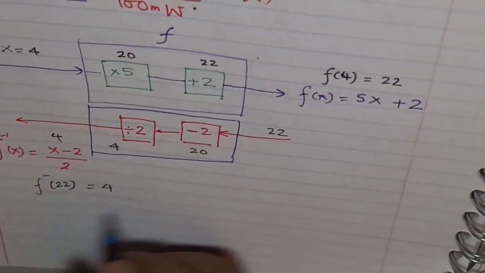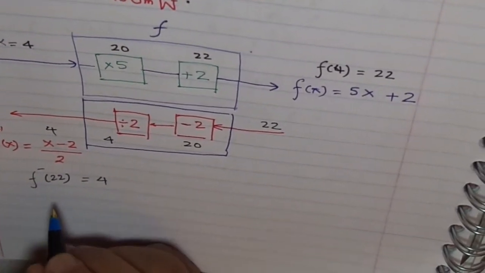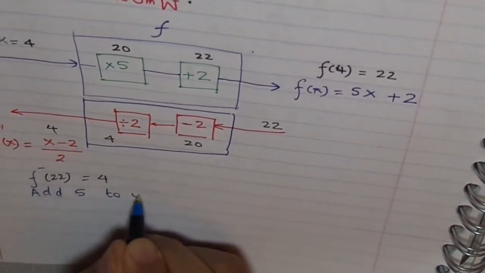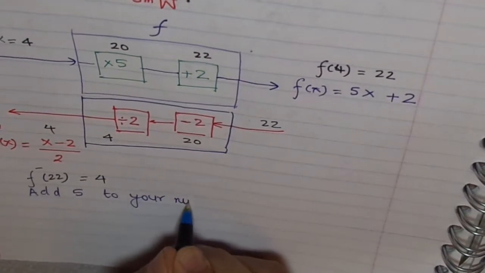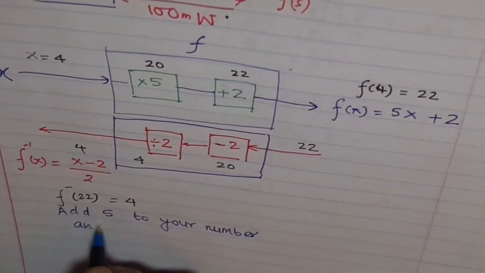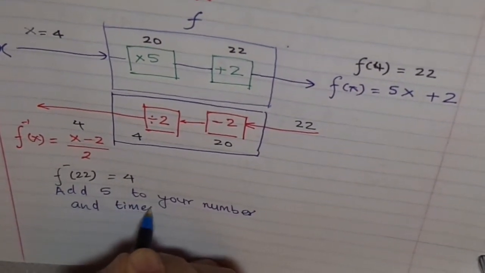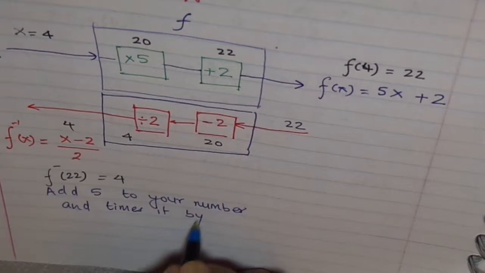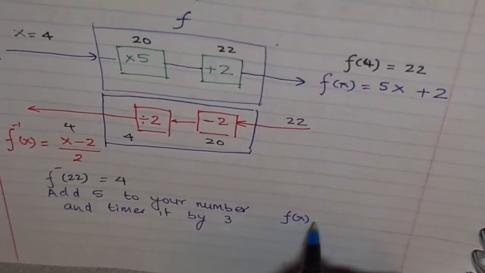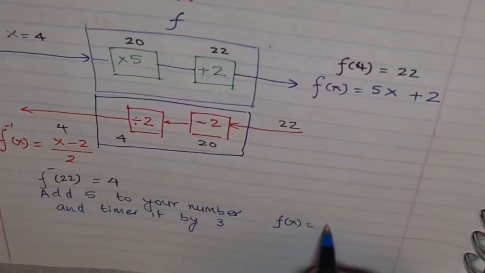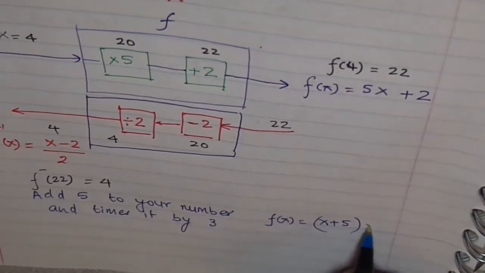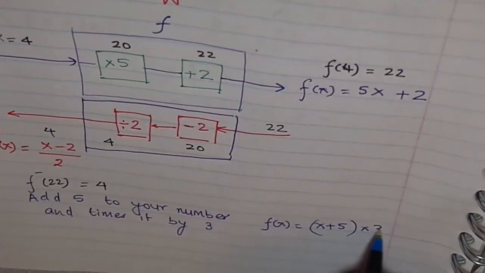Let's say the rule is add 5 to your number and times it by 3. Now what will be the function? You have to add 5 to the number, so x plus 5, and then times it by 3.